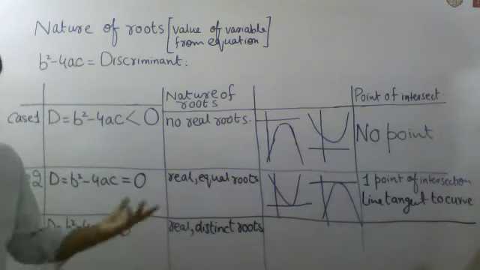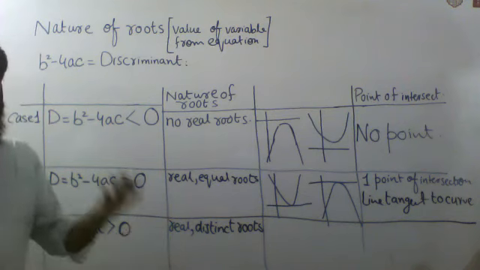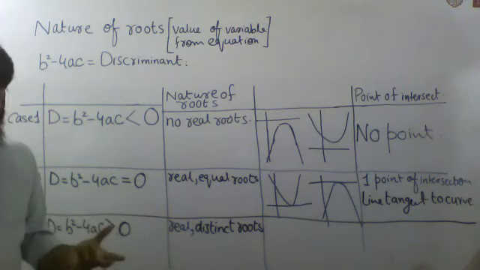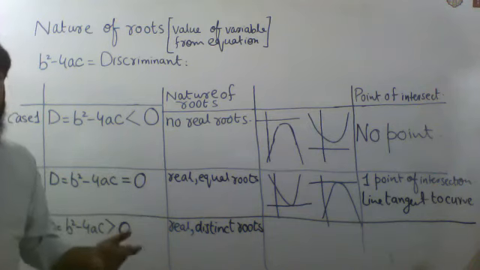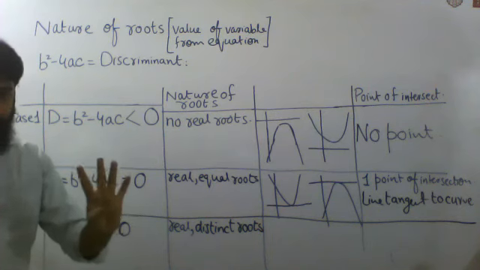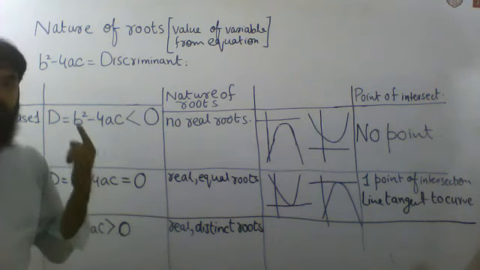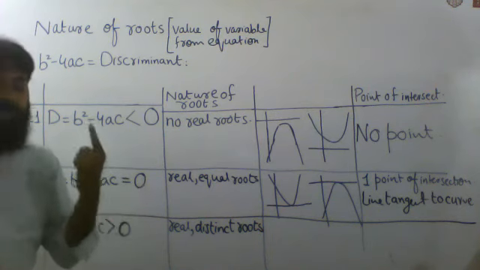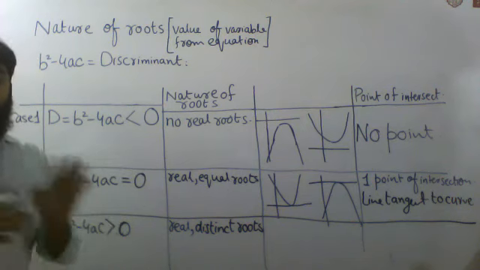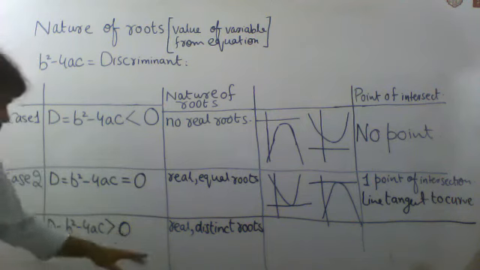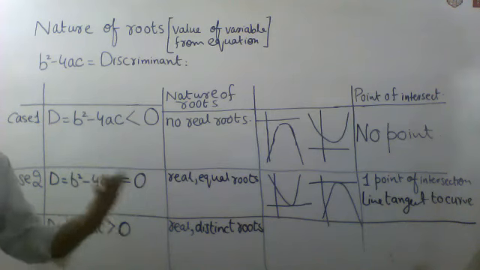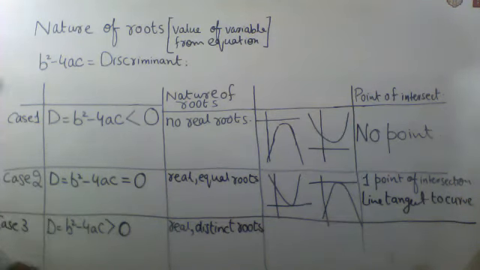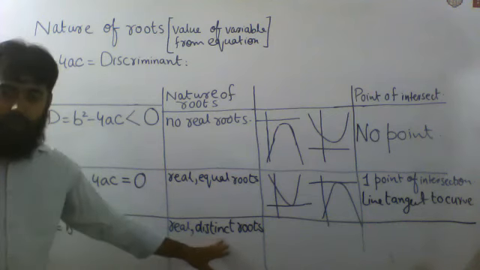The way we did it at the start, we took b square minus 4ac as 100, and I was getting two different answers. I took b square minus 4ac as 4, I was getting two different answers. Even when I took b square minus 4ac as 1, I was getting two different answers. So when my discriminant is greater than 0, it can be 1, 2, 3, 4, anything greater than 0, I will have real distinct roots.